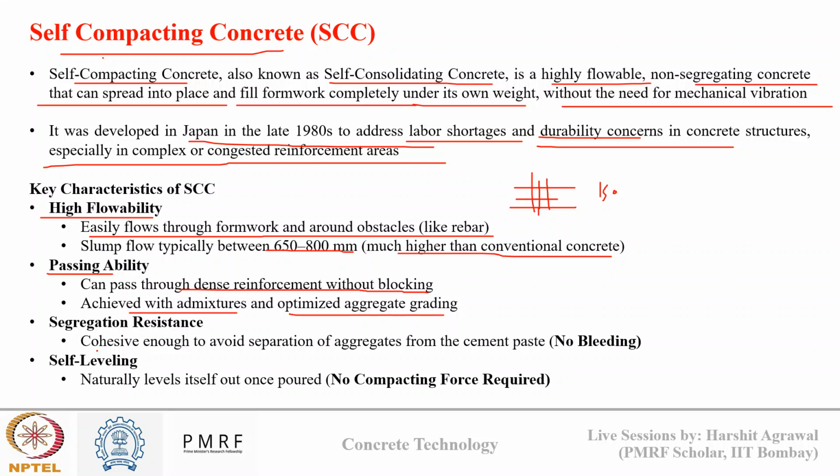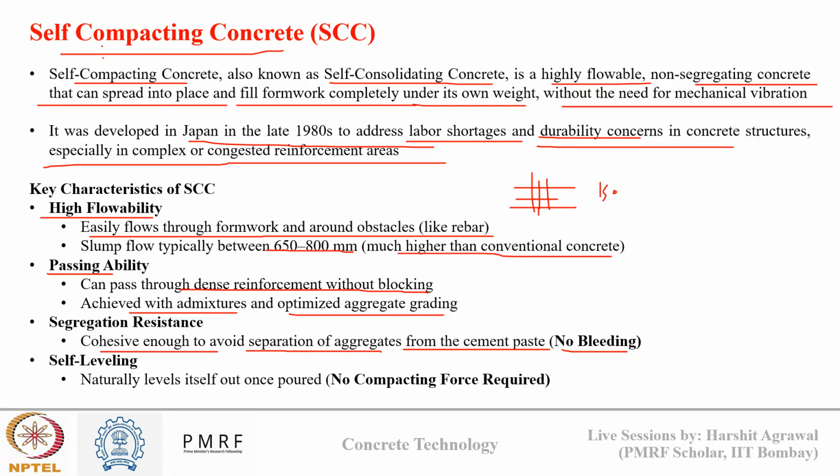Segregation resistance. Even though it has such a high slump value, it is cohesive enough to avoid separation of aggregates from cement paste. So there is no bleeding. Generally, we have seen that if we add a very high SP dosage in normal concrete, the cement paste and aggregate will separate. There will be segregation.